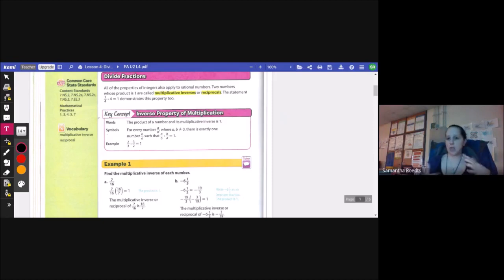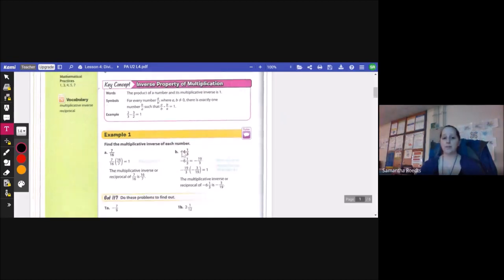The opposite of multiplication we know is division. The product of a number and its multiplicative inverse or reciprocal is 1. For every number a over b, where b can't be 0 and a can't be 0, there is exactly one number, b over a, such that a over b times b over a equals 1. For example, 2/3 times 3/2 equals 1. So basically, the numerator and the denominator of the fraction get switched.